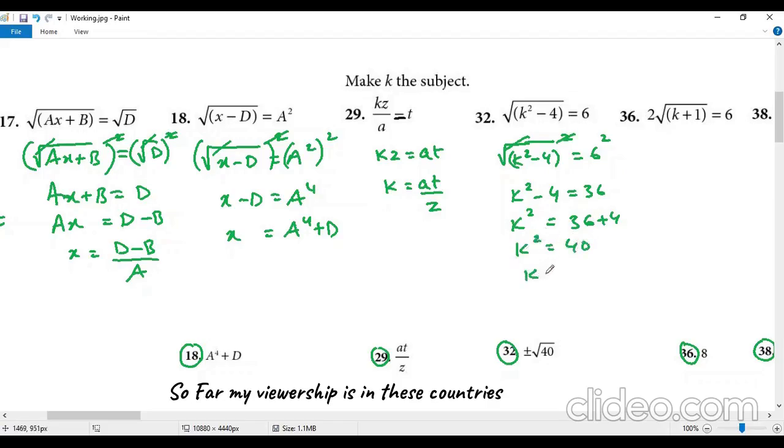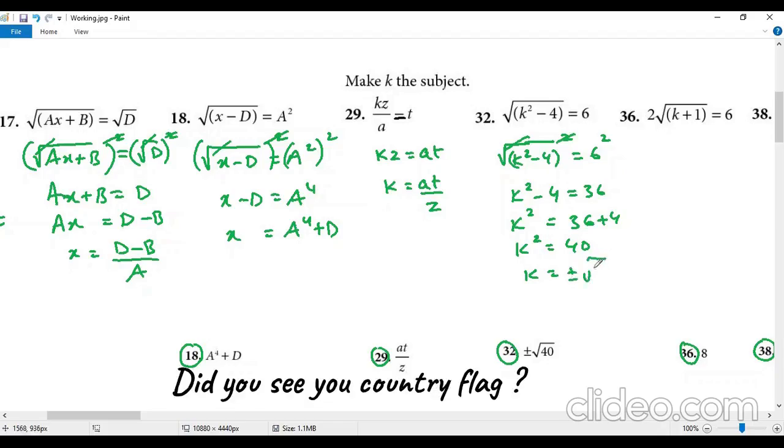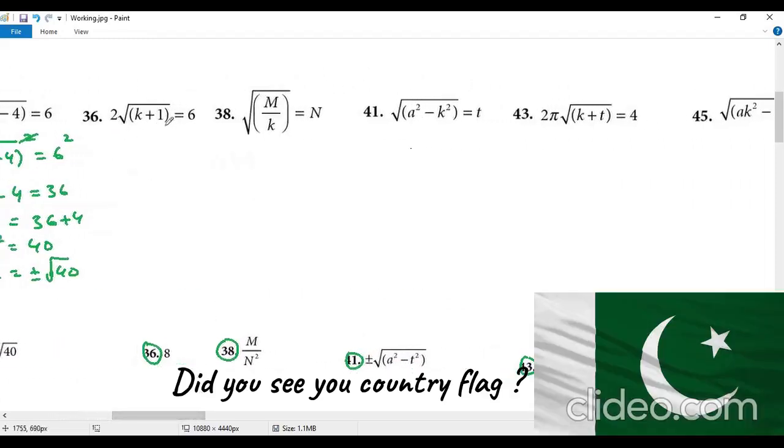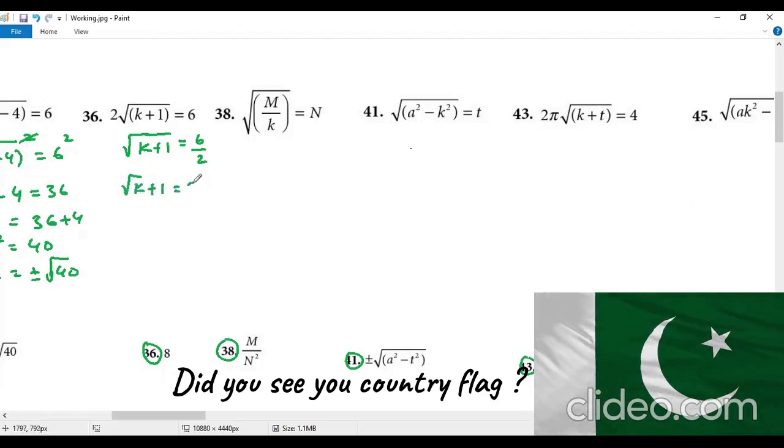That means k is equal to plus minus under root 40. This is going to be your final answer. When it comes to a question like this, 2 is multiplying with the radical sign. So the easiest way is to make something like this: equals 6 divided by 2, because 2 is multiplying on the other side. On this side it will come and divide 6. So you will have under root k plus 1 equals 3.